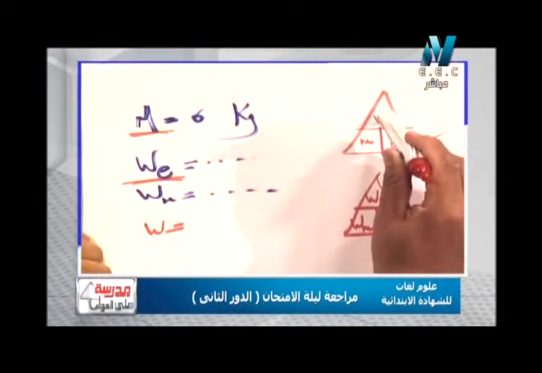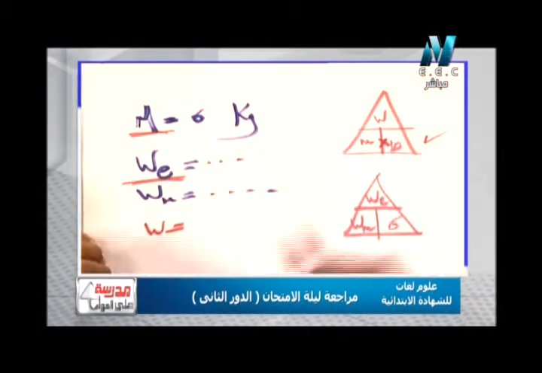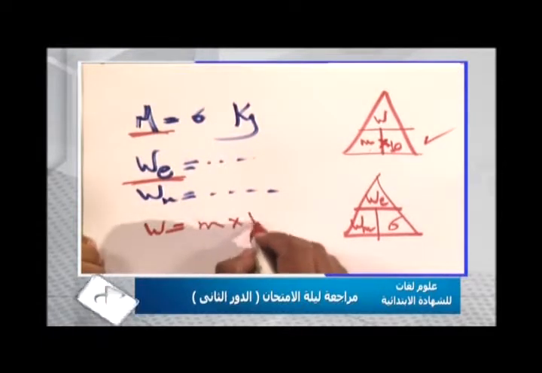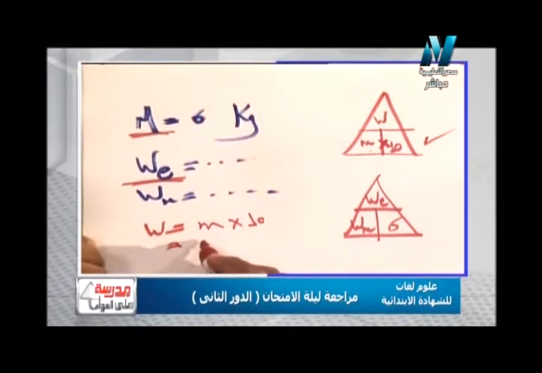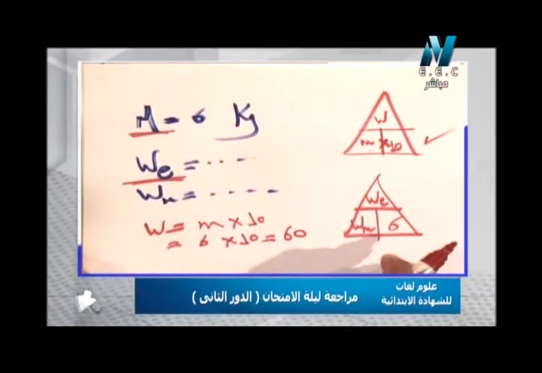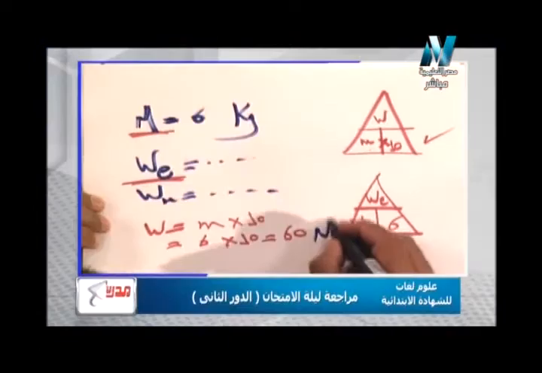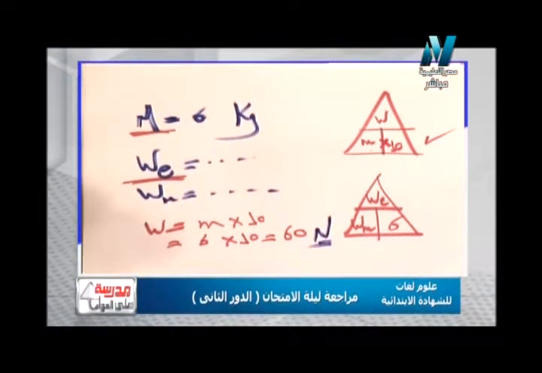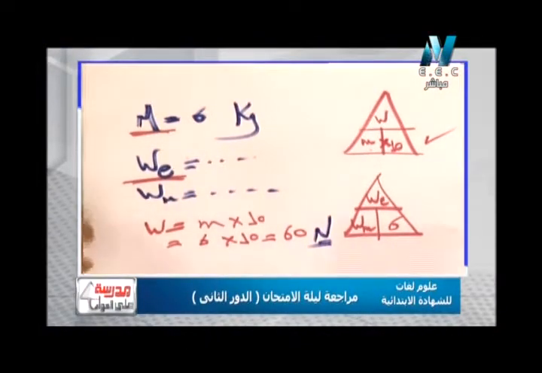The weight equals mass by 10. As you know, weight equals mass by 10. Surely it will be 6 by 10 equals 60. 60 what? 60 Newton, because weight is measured in Newton, not in kilogram. So I can write Newton here. It's very important.